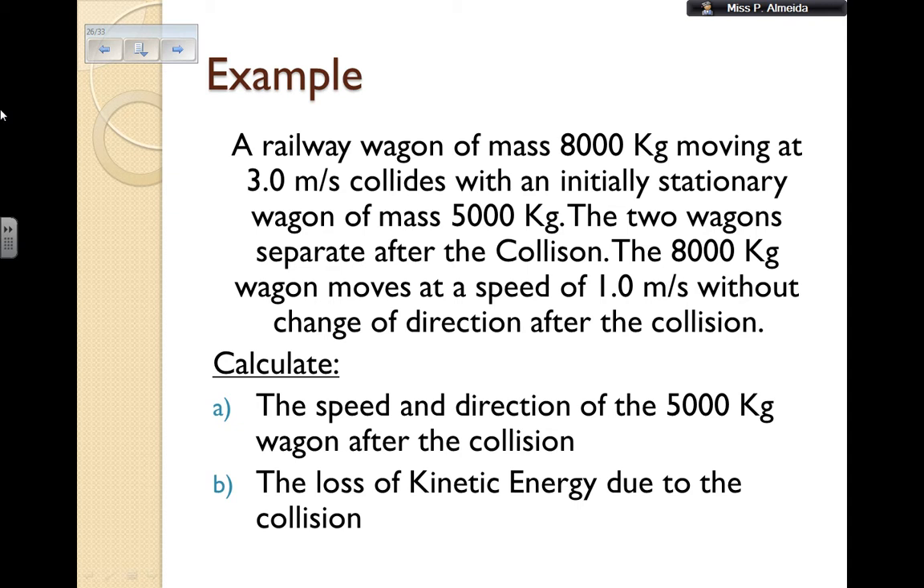The 8,000 kilogram wagon moves at a speed of 1 meter per second without a change of direction after the collision. So they want you to calculate two things. Number one, the speed and the direction of the 5,000 kilogram wagon after the collision. And number two, the loss of kinetic energy due to the collision. So let's do these questions. Let's go to number one first.